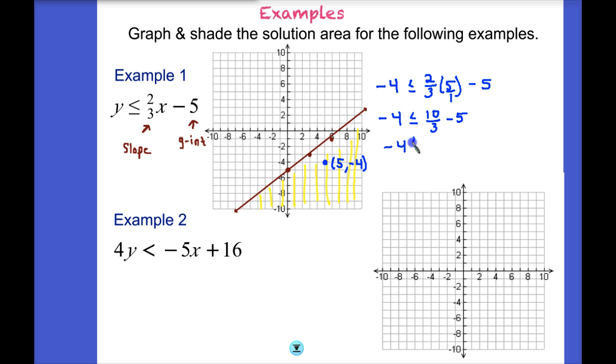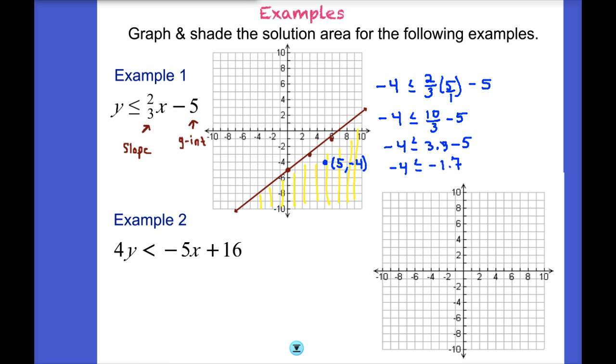If I use my calculator and do 10 divided by 3, I would get 3.3333 forever. I'll just do 3.3. Negative 4 then has to be less than or equal to 3.3333 minus 5, and that would be approximately -1.7. So -4 is in fact less than or equal to -1.7. Any point I pick in this yellow area should make this inequality true.